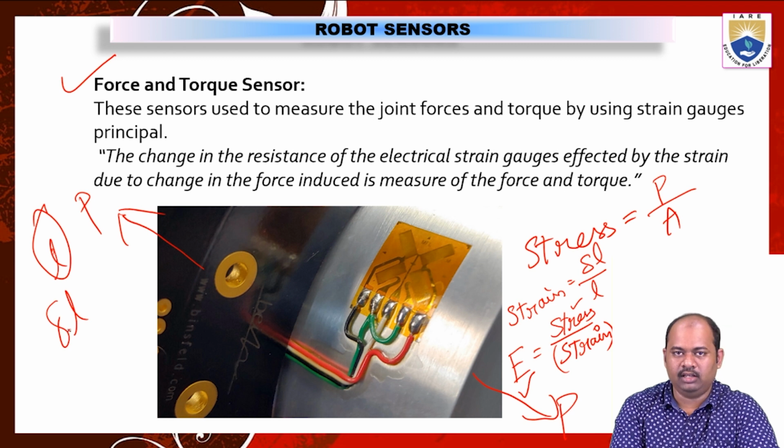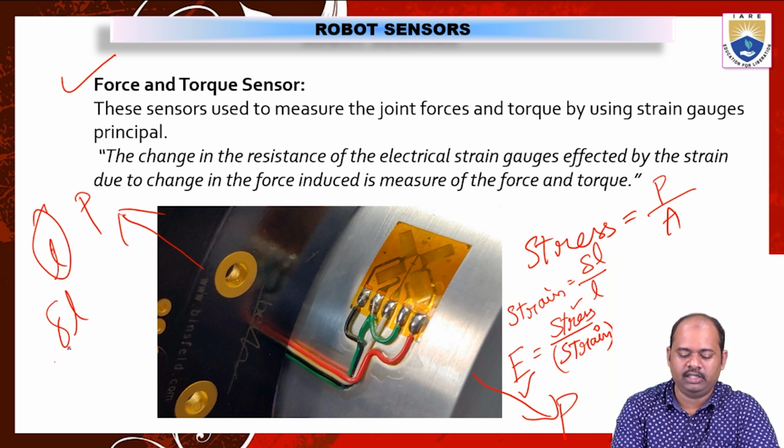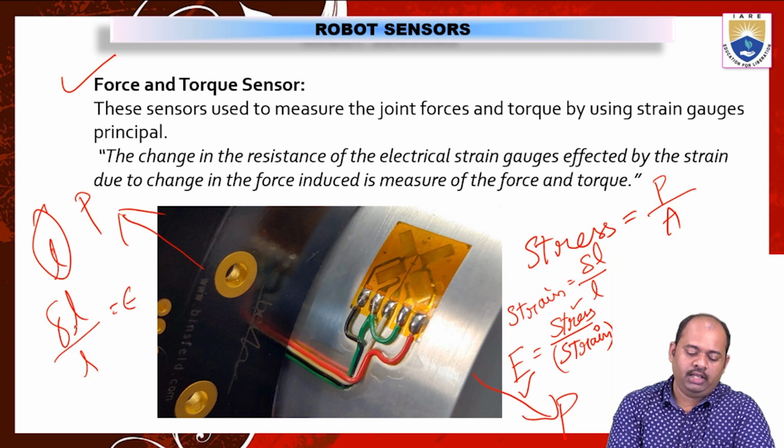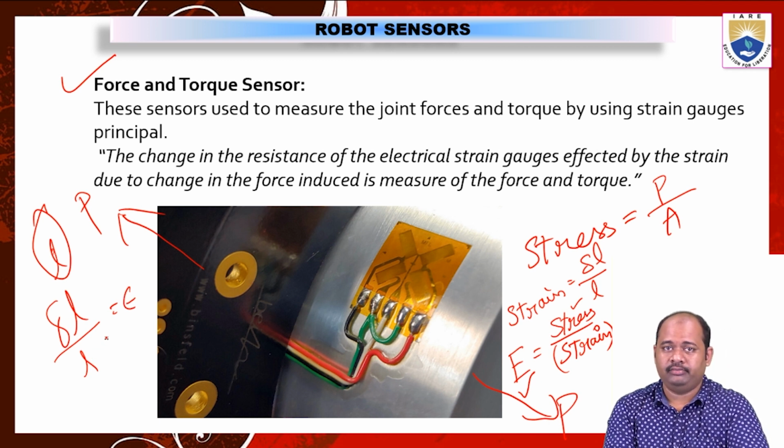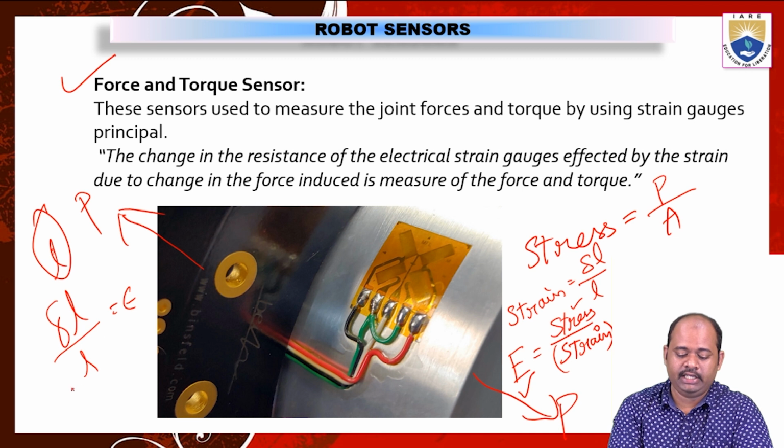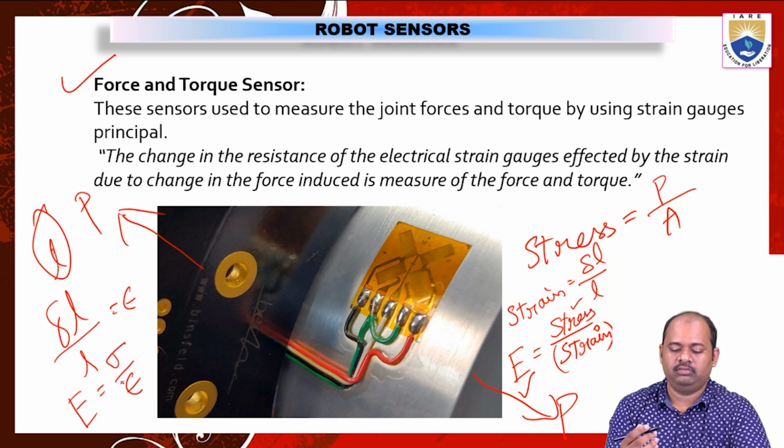Now this delta L is used for calculating the strain. Delta L by L is equal to strain. The strain value can be directly used in the formula capital E is equal to stress by strain, that is, stress divided by strain. We will get the stress value.